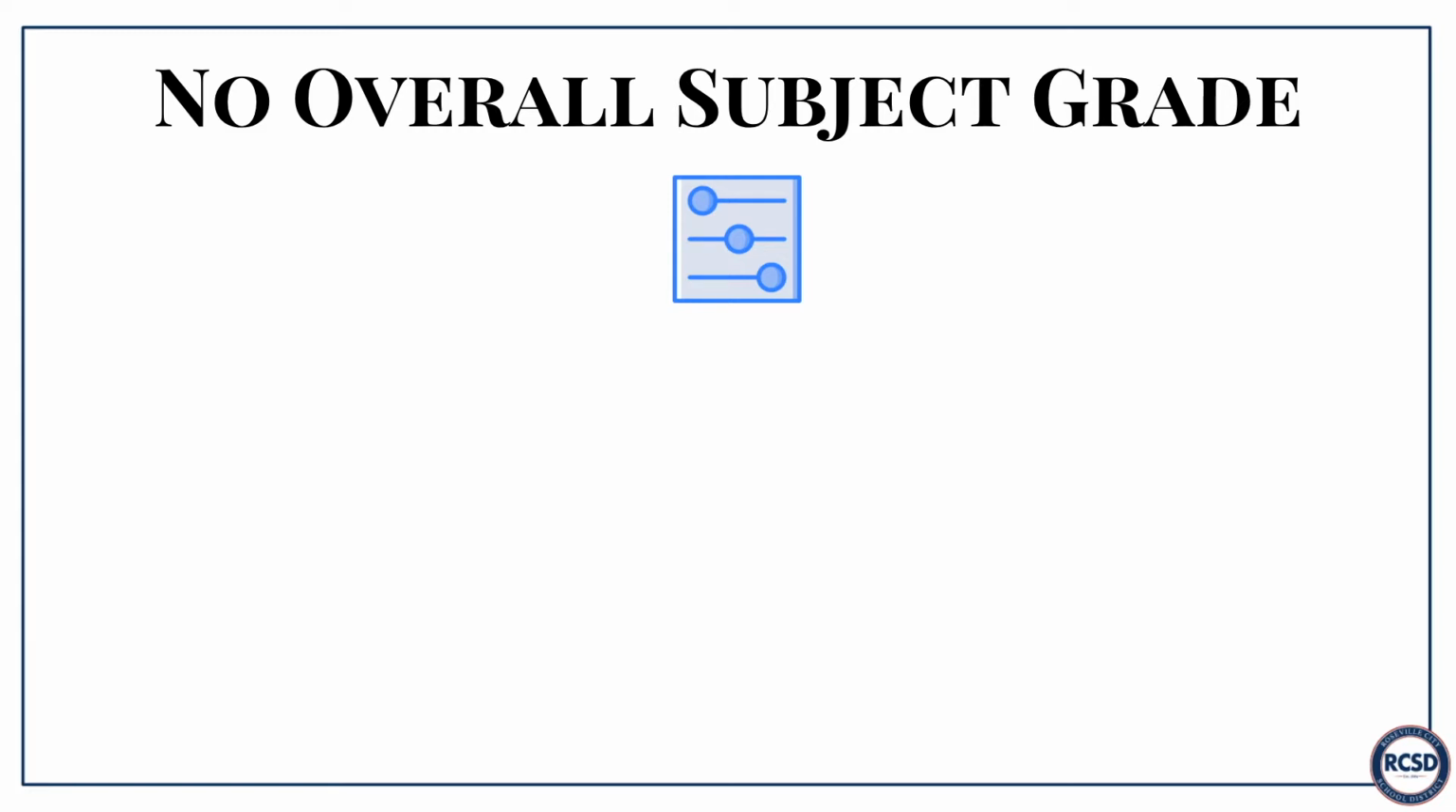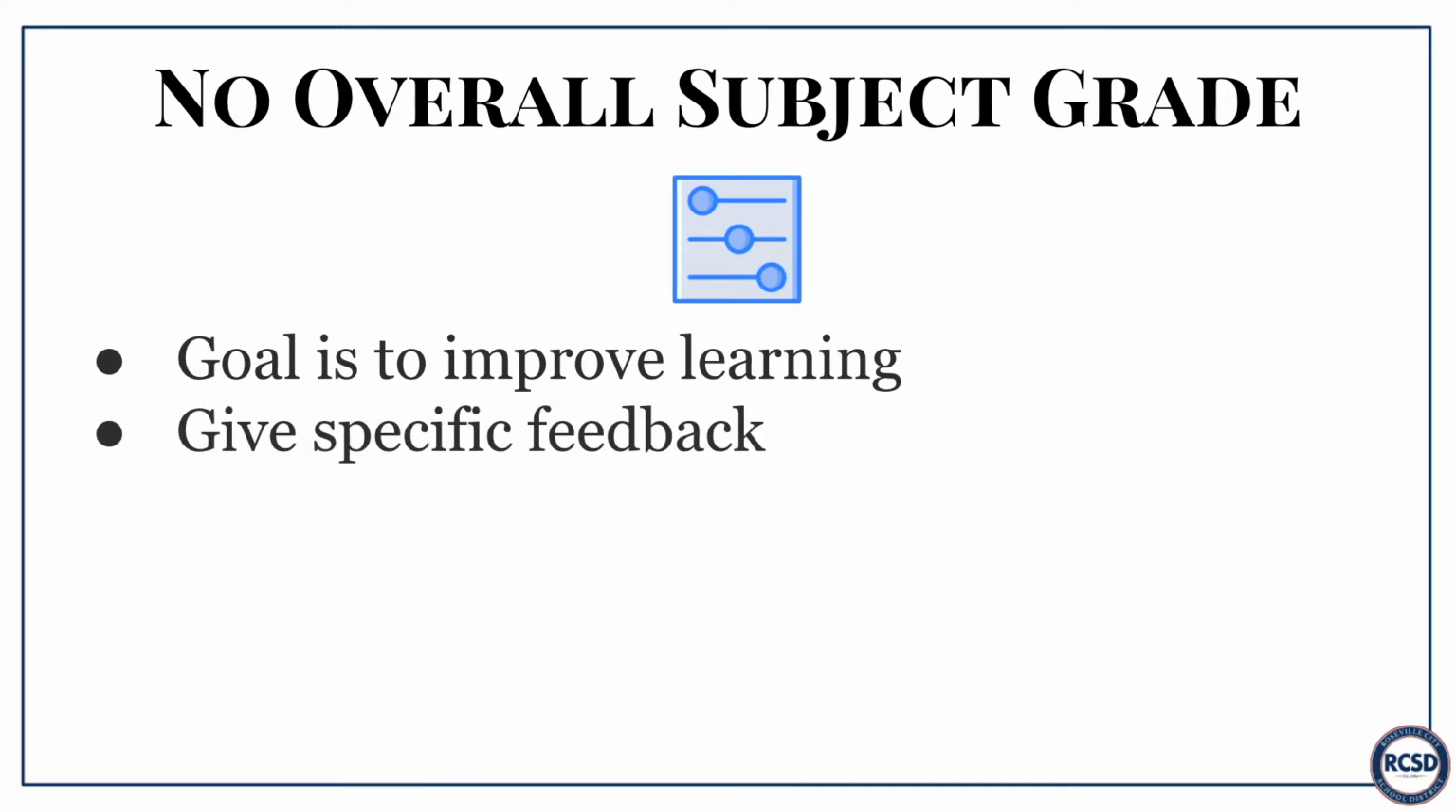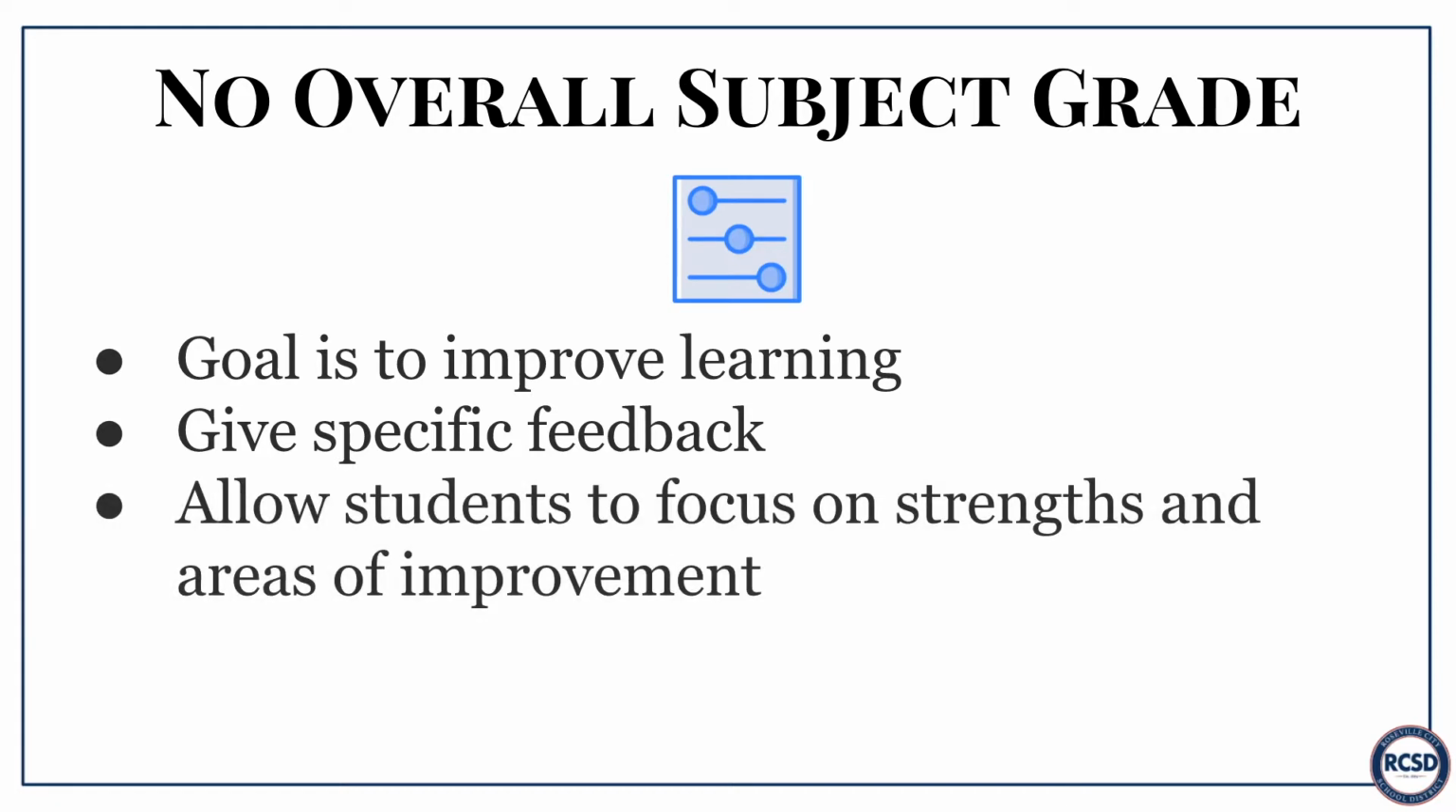Overall grades are great when we want to rank or compare students. However, that is not the point of our academic grades. Students will get communication and feedback on specific standards or criteria. Our goal is to improve learning. We want to give specific feedback. We believe grades should provide clear communication and feedback about student strengths and areas for growth. Therefore, there's no overall subject grade. This will allow students to focus on strengths and areas of improvement.